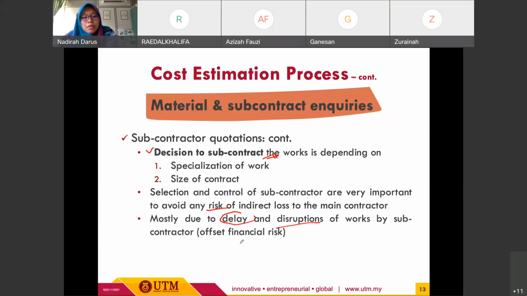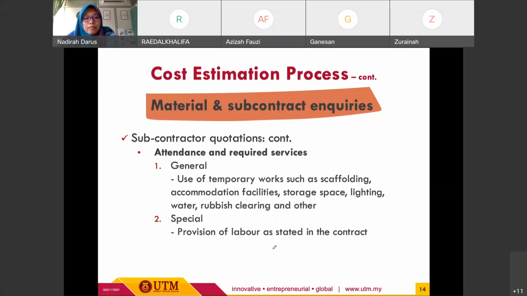Okay, because it relates to the offset financial risk, and also, as I mentioned just now, relates to the progress of works in terms of the financial and also physical progress. At the end, we try to avoid any problems and we try to reduce the potential problems, such as the most common one, which is delay in construction project, right?